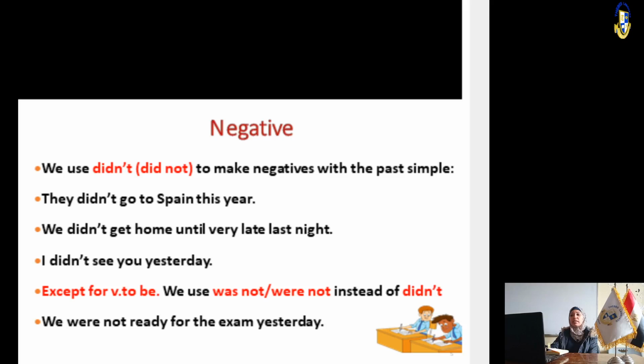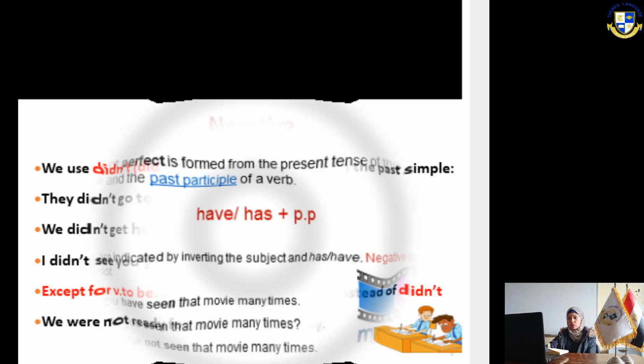You can say, we didn't get home until very late last night. Also, you can say, I didn't see you yesterday. Except for the verb to be, we use was not or were not instead of didn't. For example, you can say, we were not ready for the exam yesterday, or you can say, we weren't ready for the exam yesterday. Now guys, let's move on to the next slide, and the next slide will be slide 6.